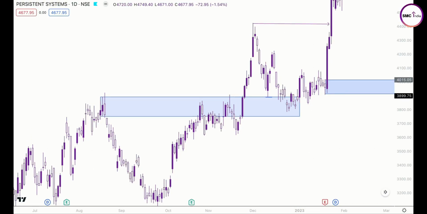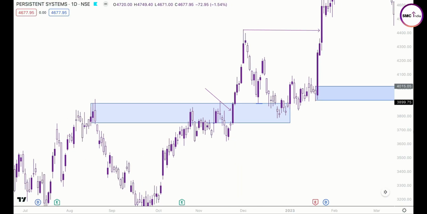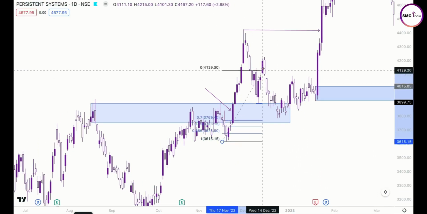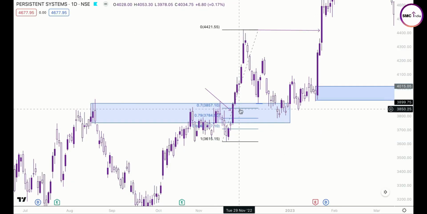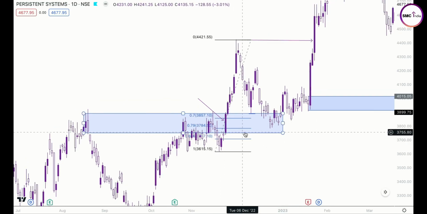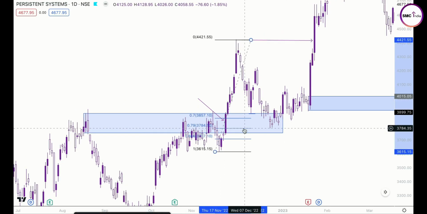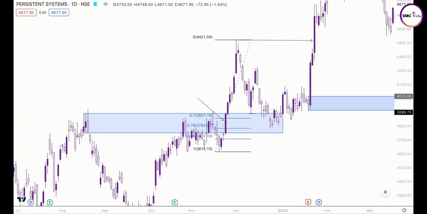So you see that there is imbalance here, and still a huge amount of imbalances up here. So you target this imbalance because you know that these imbalances will be filled. And what you see next is that from this low to this high, the price matches with the 70% fib level. So this is a valid trade and you take the trade.